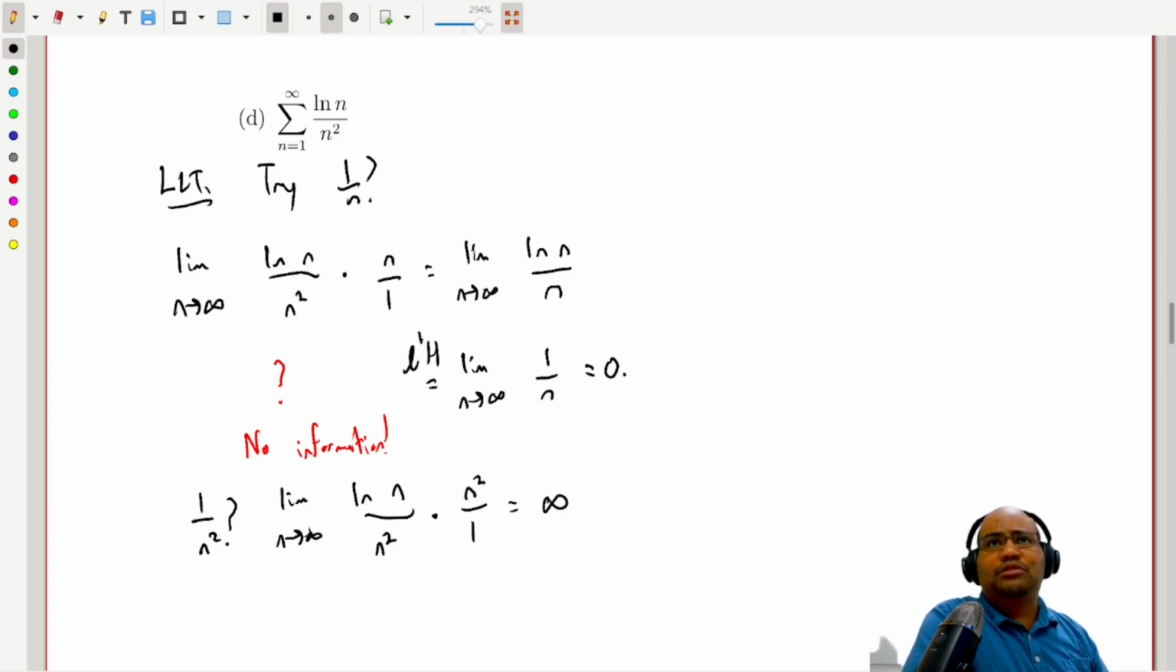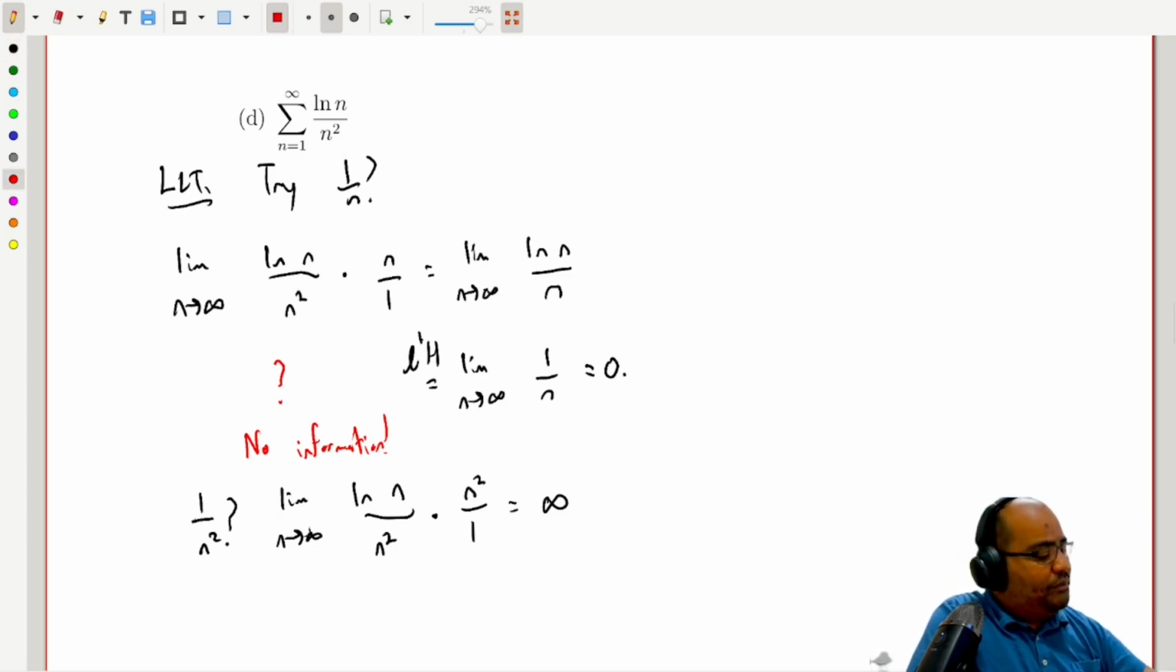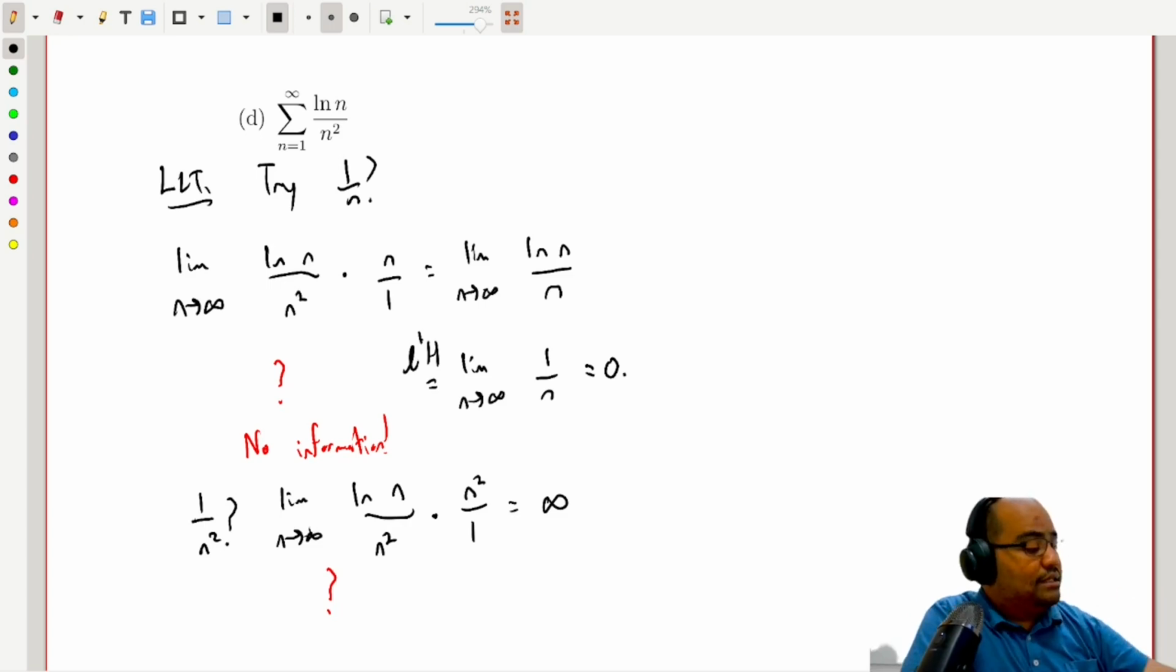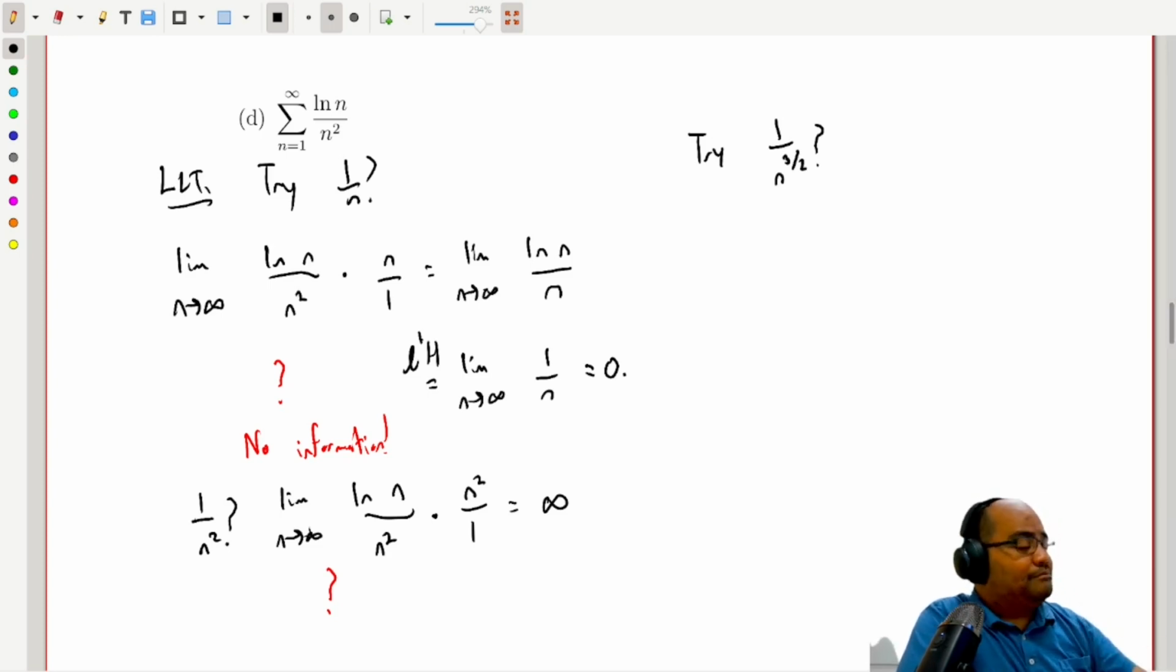Uh-oh. Well, that's a problem too, because the limit is now infinity, but we know that 1 over n squared is a series that converges. P is equal to 2 here. So what do we do? I got no information out of this one. Well, we looked at 1 over n, it didn't really give us anything useful. 1 over n squared didn't really give us anything useful. Let's try something in the middle. Let's split the difference. Let's instead try 1 over n to the 3 halves.